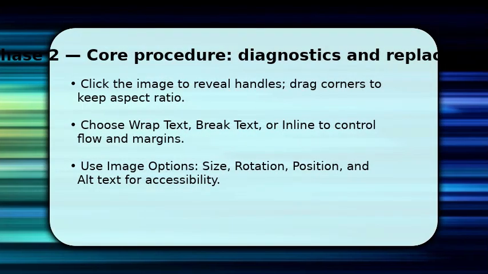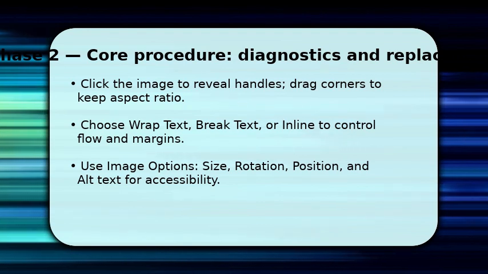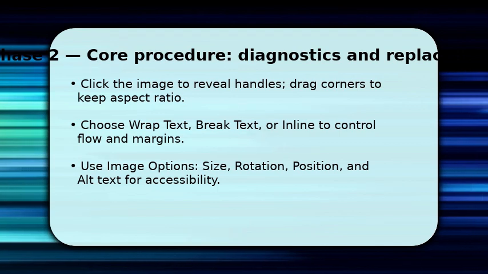You now refine size and layout so the image fits the content. Click the image and drag a corner handle to resize while preserving aspect ratio. Then pick a text wrapping option. Wrap text keeps flow around the image, break text creates a separate block, and inline treats it like a character.